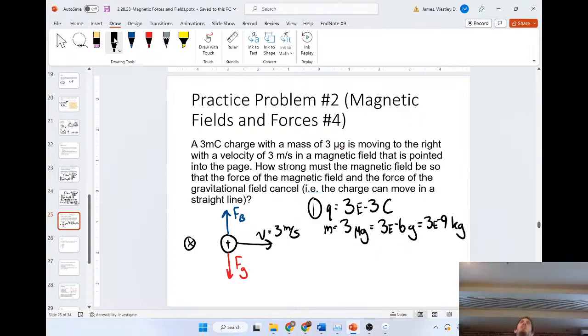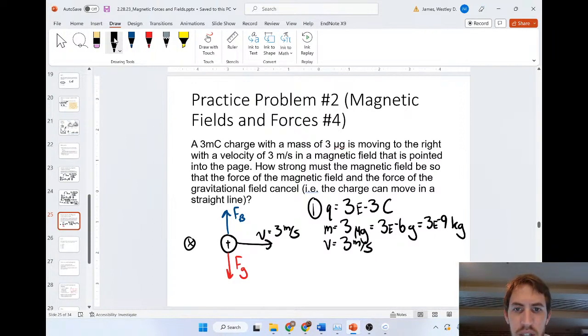All of our math equations are built for kilograms. If mass is in it, it has to be in kilograms to get the right answer. Why? Because someone decided it at some point. That's our base unit for mass. I'd like it if it was grams instead, but I don't get to make the rules. All right, velocity is 3 meters per second.